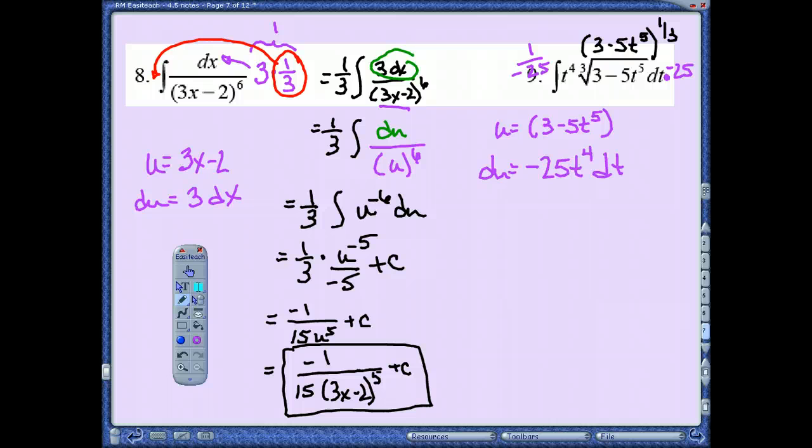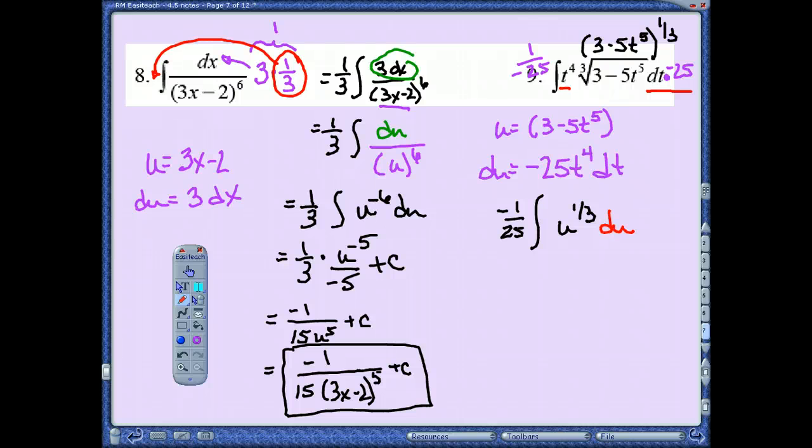So I'm rocking that negative 1 over 25 out in front. That's just crazy. Okay. I have u to the 1/3. And remember, all of the rest of this, t to the 4th times negative 25 times dt, all of that is what I need for du.